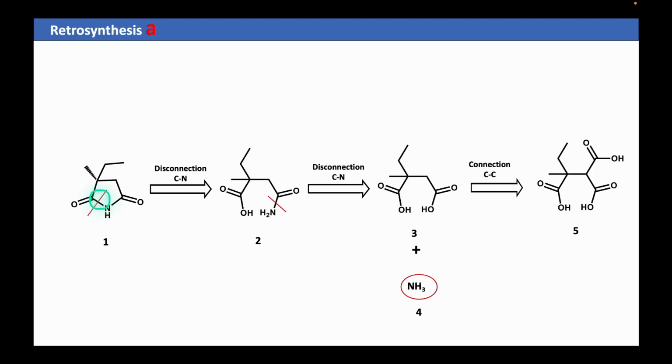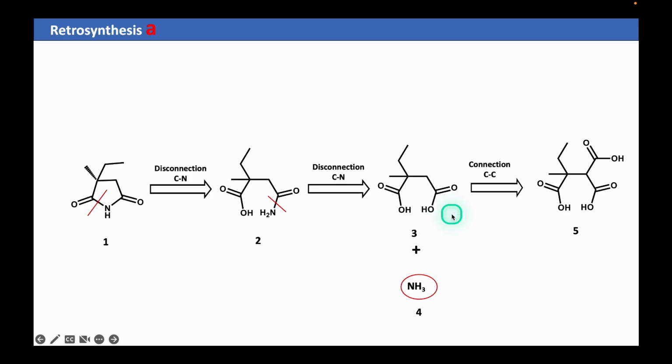Retrosynthesis A begins with a carbon-nitrogen disconnection that opens the succinimide and forms precursor 2. In 2, the imide group functions as a retron, and another carbon-nitrogen disconnection gives rise to the disubstituted succinic acid 3 and ammonia as raw material.